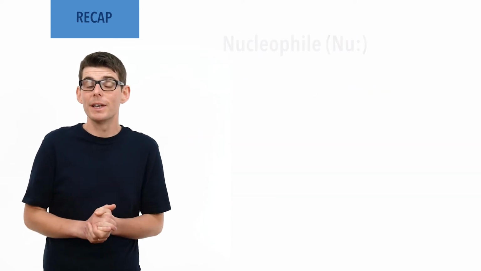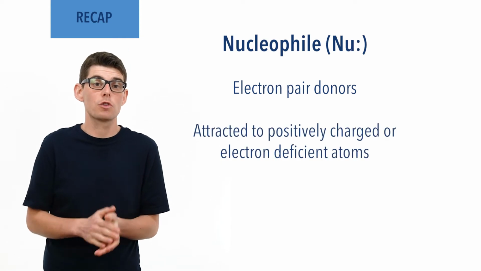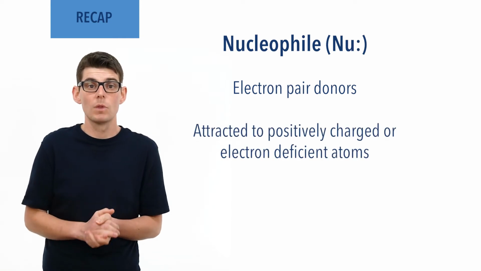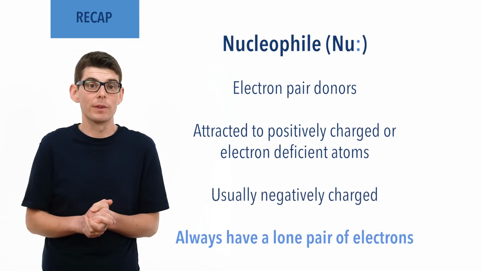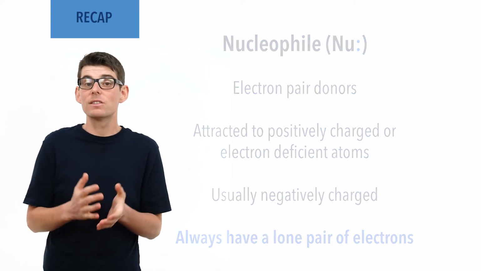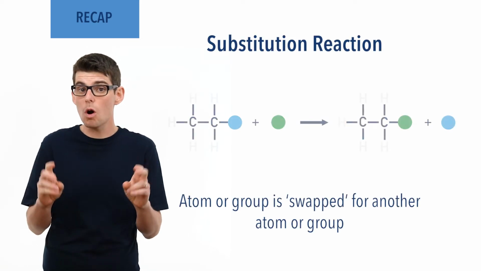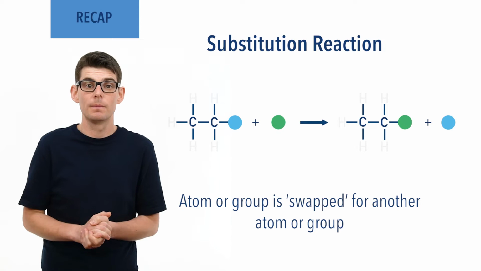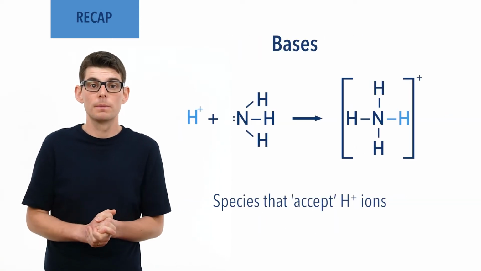A nucleophile is an electron pair donor that is attracted to a positively charged or electron-deficient atom. Nucleophiles can be negatively charged and always have a lone pair of electrons. A substitution reaction is where one group or atom in a molecule is swapped for another group. Bases are species that can accept H+ ions.